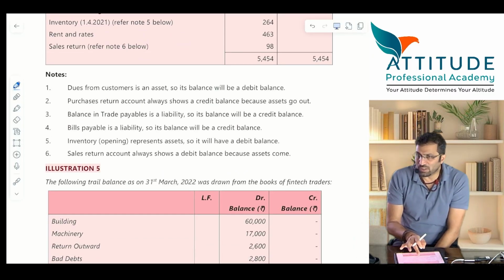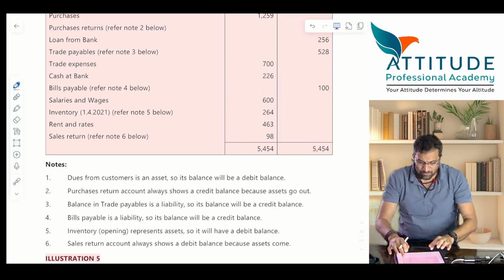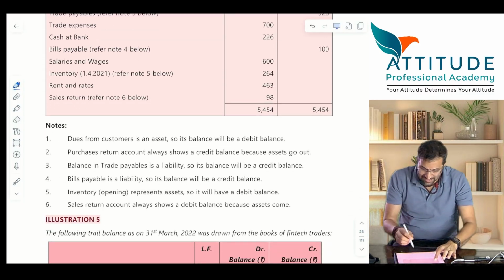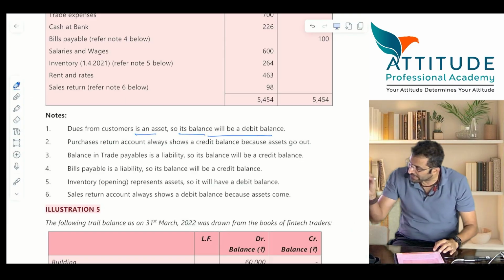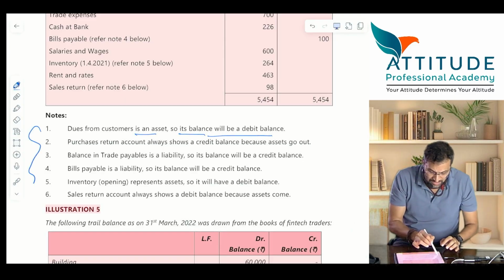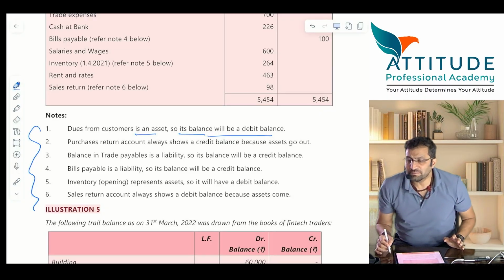They have given the reasons also. You have to write the reasons. How do you have to write in the examination? Look here, you have to write the trial balance and notes also. Dues from customer is an asset, so the balance will be debit. You have to write like this. If you don't write these notes, you will not get marks. Is that clear? Next.